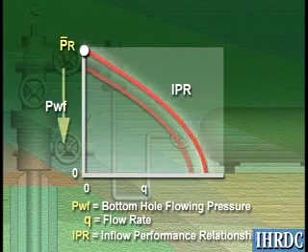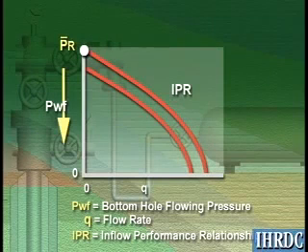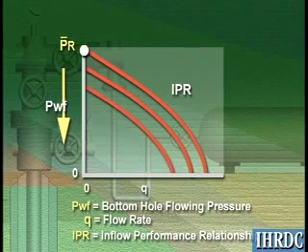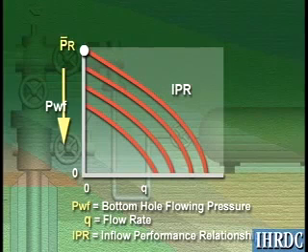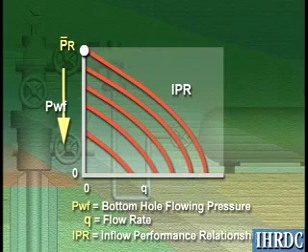The reservoir pressure will generally be depleted by production, so the IPR over the life of a well may be shown by a family of curves shrinking toward the origin. Each curve represents the pressure rate relationship at a given average reservoir pressure.